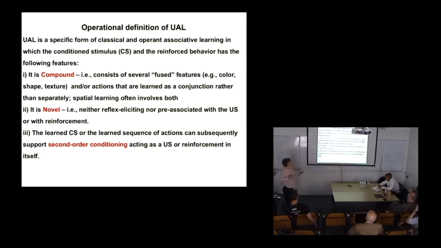This is novel, that is, it's neither reflex eliciting, in the sense of a reflex, which is not necessarily directed, it can be exploratory, but nevertheless will always lead more or less to the same kind of reaction. Nor is it pre-associated with the US or with reinforcement. That is, we didn't learn it before. And the learned CS, or the learned sequence of actions, can subsequently support second-order conditioning, acting as a US or reinforcement in itself. So we want a cumulative learning, in the same way that we want cumulative evolution when we're thinking about the living system and heredity. We want cumulative learning to occur within the system. When a system satisfies this, we think this is a marker.